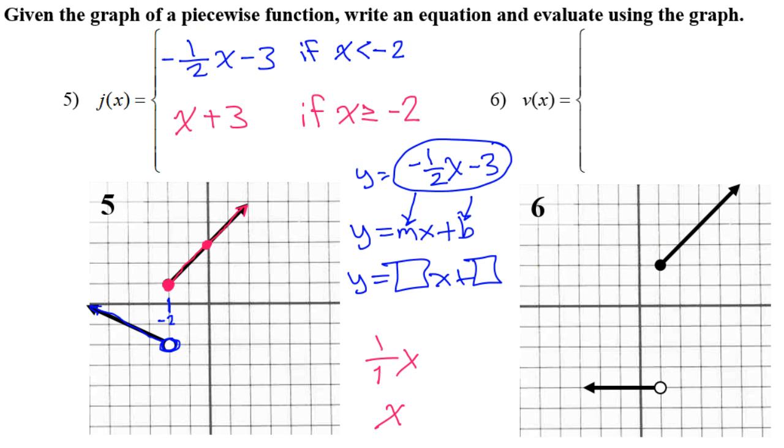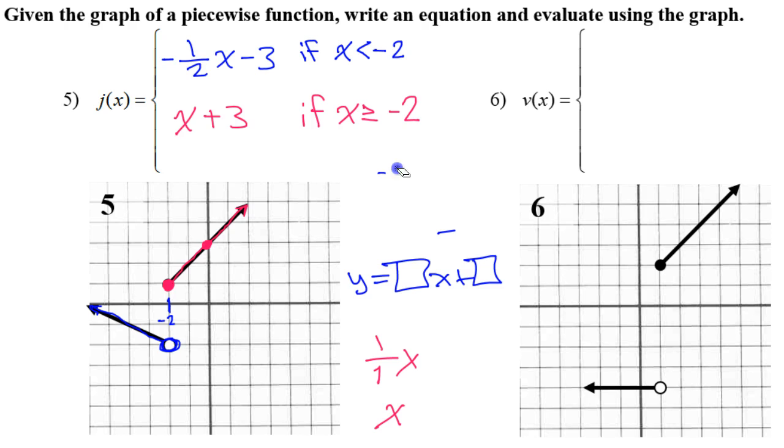Let's do that again for problem number 6. I might need this space, so I'm just going to erase. That rhymed. I'm so awesome. Okay, I'm going to do this little horizontal part first.